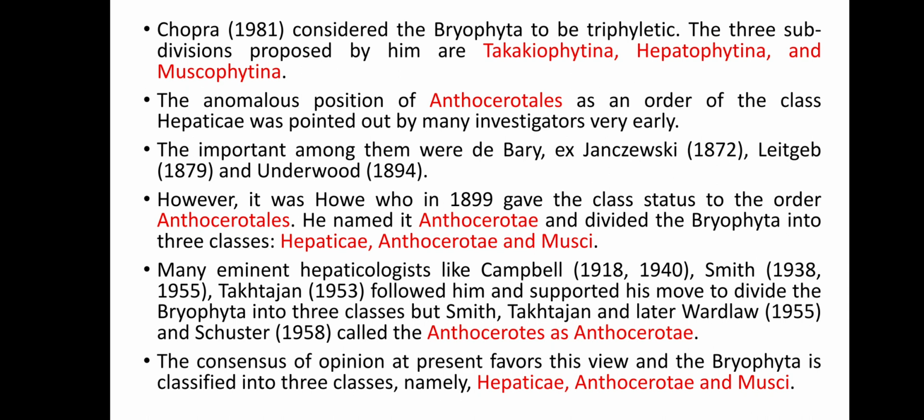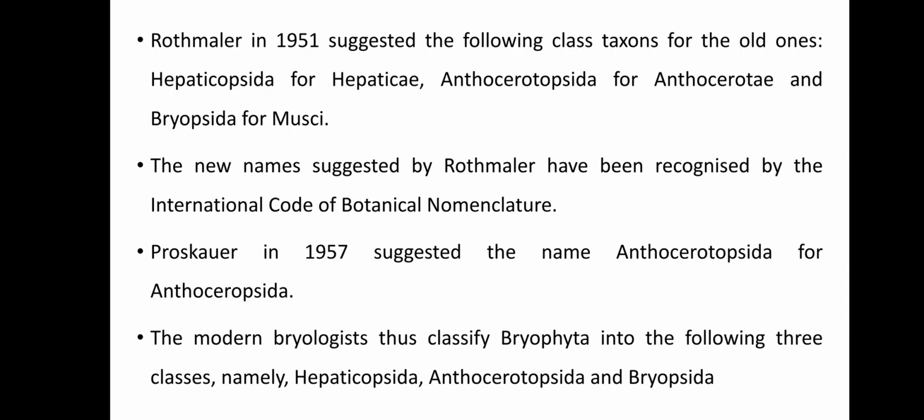Many eminent hepaticologists supported this system of classification. But Schuster in 1958 called Anthocerotes as Anthocerotae. So after him, the Bryophyta division was classified into three classes: one is Hepaticae, second is Anthocerotae and the third is Musci.